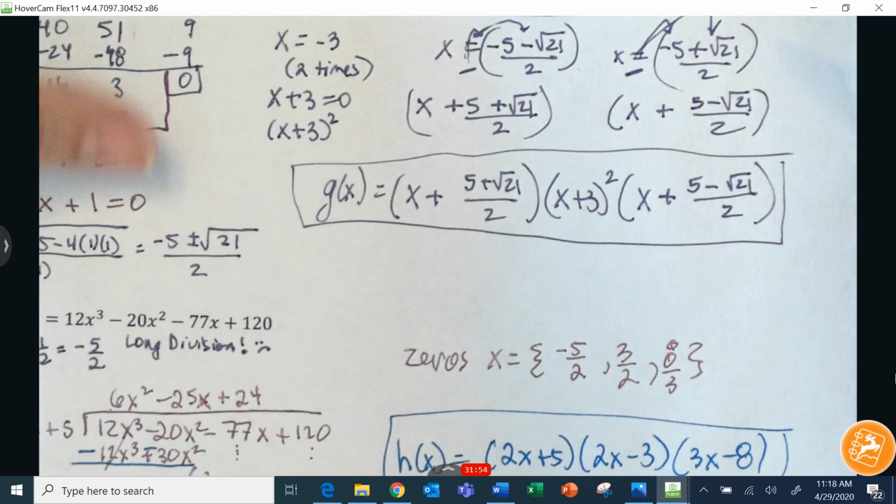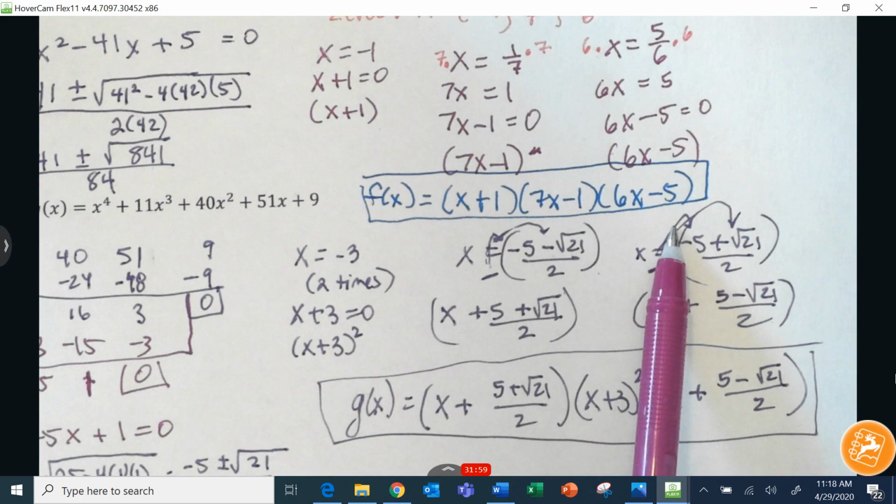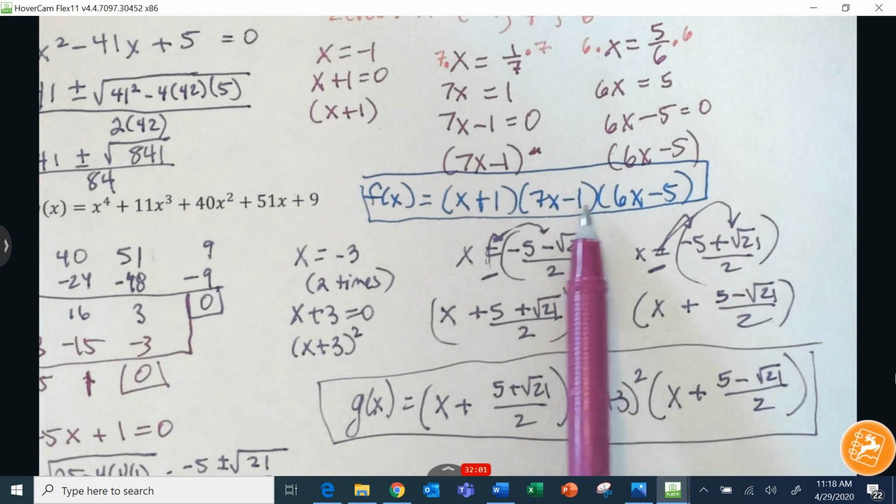For this worksheet, I'm going to have you type in the factored form for your answers on Canvas. So you need to make sure that you are putting them in this order.